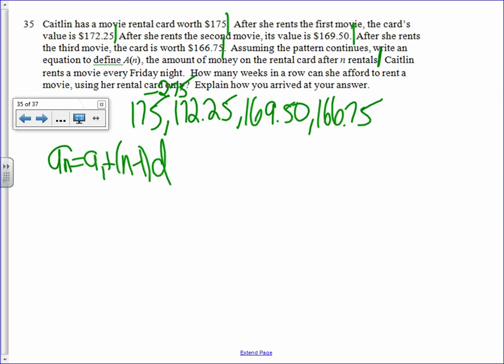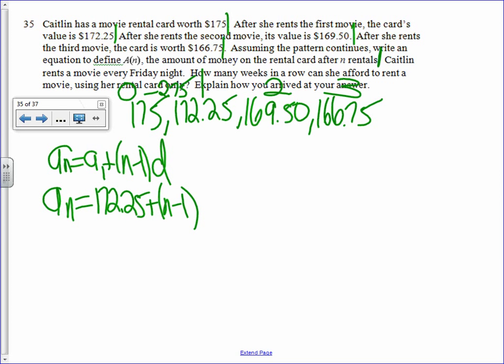Although, doing the same thing I did before. If n is 1, then n represents week 1. This is week 0. This is what she started with. This is week 1. This is week 2. This is week 3. So a sub 1 is 172.25 plus n minus 1 times negative 2.75. N is the term you're finding. The first term after week 1 is 172.25.